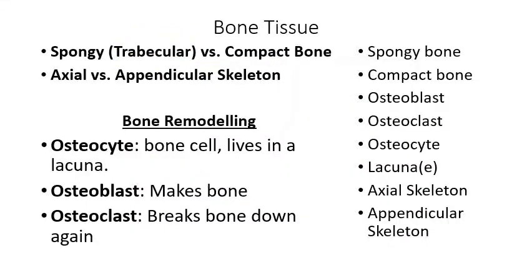All right, as we said, bone remodeling is where you build bone up or you take it apart depending on how much calcium your blood needs. So an osteocyte is a bone cell. They live inside little holes in the bone referred to as a lacuna, lacunae plural. An osteoblast is an osteocyte that builds bone. And an osteoclast is an osteocyte that takes bone apart in order to release the calcium into the bloodstream.